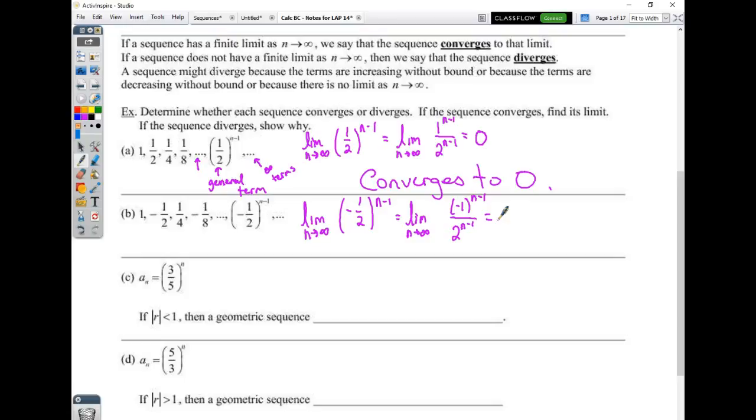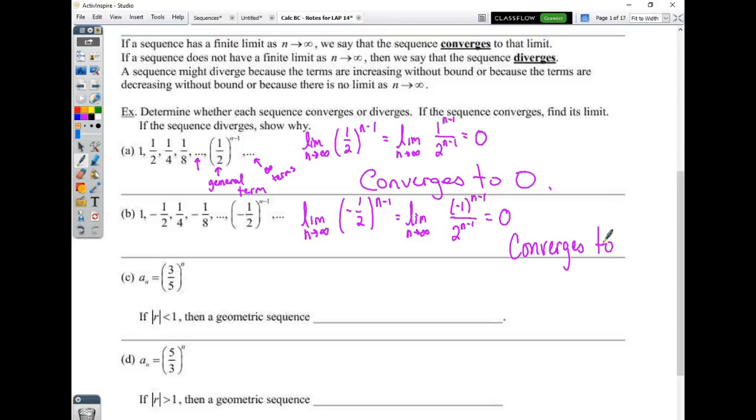Yeah, plus, minus, plus, minus, plus, minus, plus, minus, just bounces, right? What about 2 to the n minus 1? Gets really big. So it doesn't matter that that goes plus, minus, plus, minus, plus, minus. No, just goes to some version of 1 over infinity. We say that that converges to 0.